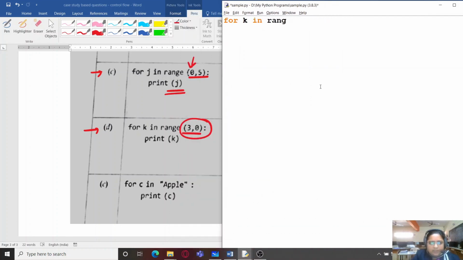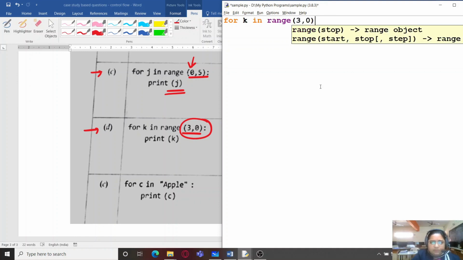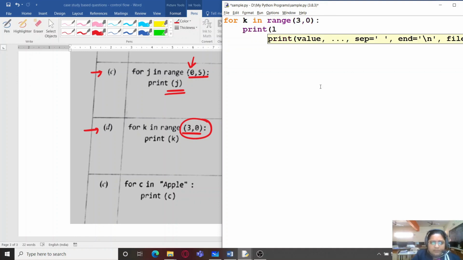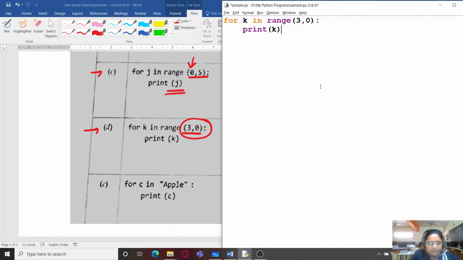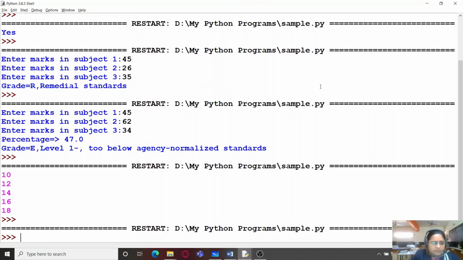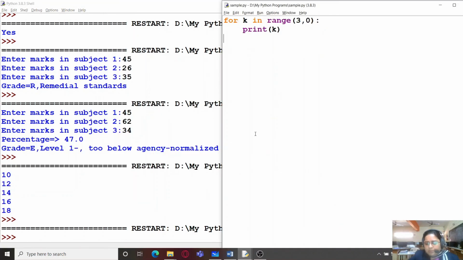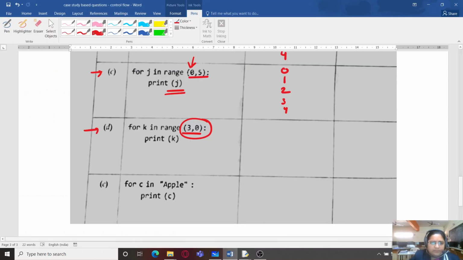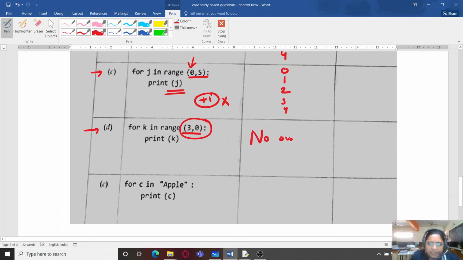For k in range 3, 0, print k, and let's run it. We can see that the program doesn't give us any output because it doesn't go with the condition, as we already have 3 as the start value and 0 as the stop value, but the skip is +1, which will not allow this loop to execute, so we won't get any output over here.